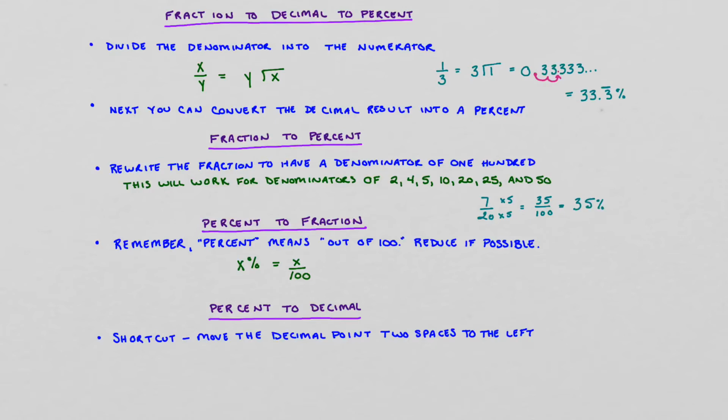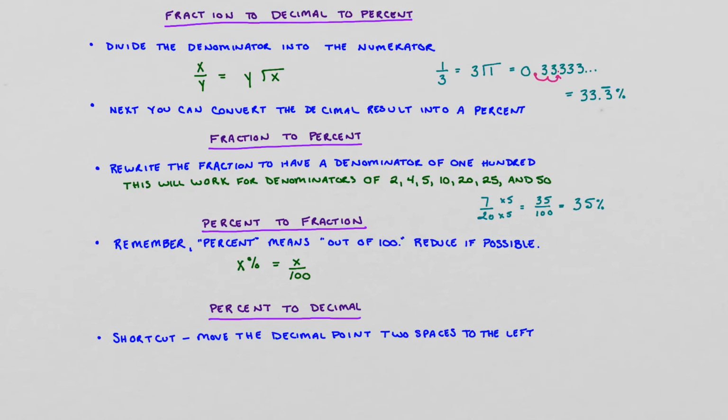Again, this is only going to work for those fractions with that specific denominator value of 2, 4, 5, 10, 20, 25, 50. If they do not have that specific kind of denominator, then I would encourage you to go back to the solution above, doing a division and then converting that decimal into its percent. We've already kind of talked about how to convert a percent to a fraction, but remember, percent means out of 100, so go ahead and take your percent, rewrite it as a fraction with a denominator of 100, and reduce it down if possible.